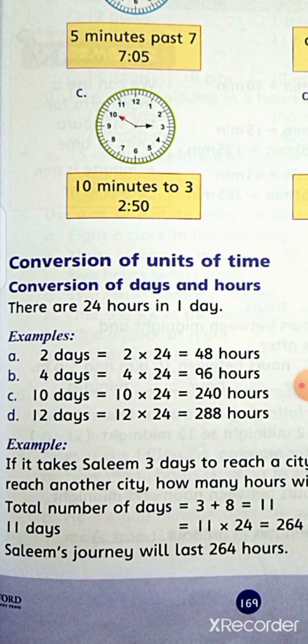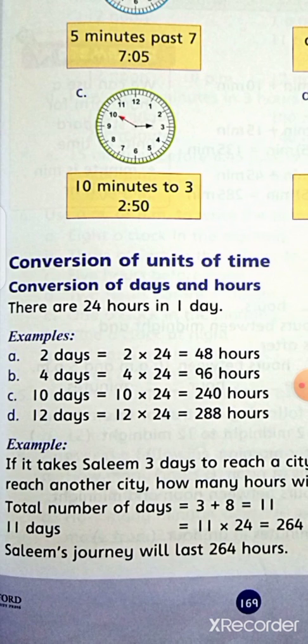2 times 4 is 8, 2 times 2 is 4, 48 hours. In the B part, 4 days, 4 multiplied by 24. Again we will use the same method. First we will multiply 4 by the digit at the unit place and then the digit at the tens place. 4 times 4 is 16, carry 1. 4 times 2 is 8 plus 1, 9. 96 hours. In the C part, 10 days. In 10 days, how many hours? So 24 multiplied by 10 or 10 multiplied by 24, you will just put 0 on the right hand side. So 240 hours.